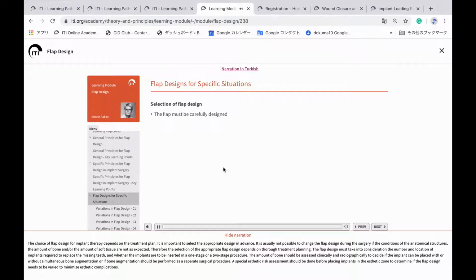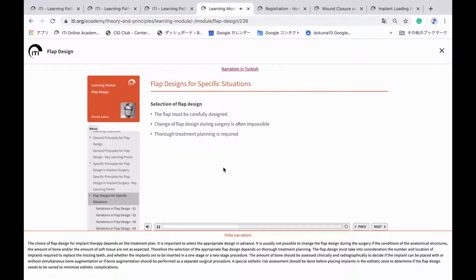The choice of flap design for implant therapy depends on the treatment plan. It is important to select the appropriate design in advance. It is usually not possible to change the flap design during the surgery if the conditions of the anatomical structures, the amount of bone and/or the amount of soft tissue are not as expected. Therefore, the selection of the appropriate flap design depends on thorough treatment planning.